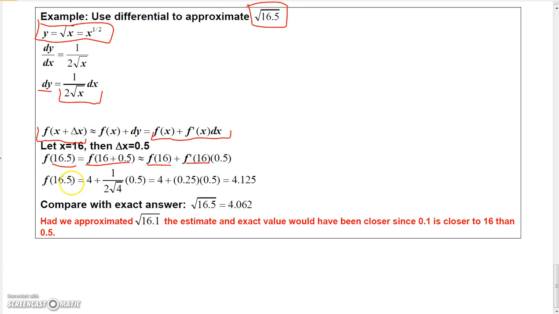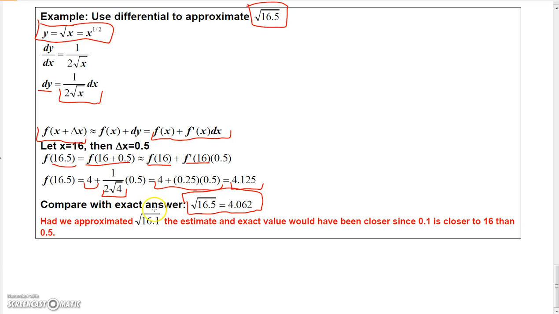Now, f of 16 is 4. f prime of 16 is 1 over 4. And then if we multiply that by 0.5, we get 0.125. So 4 plus 0.125 is 4.125. So that's our approximation. Now, technically this is not the exact answer, but if you approximate the answer using a calculator to 3 decimals, you get 4.062. So we can see we're about 5/100ths off here.